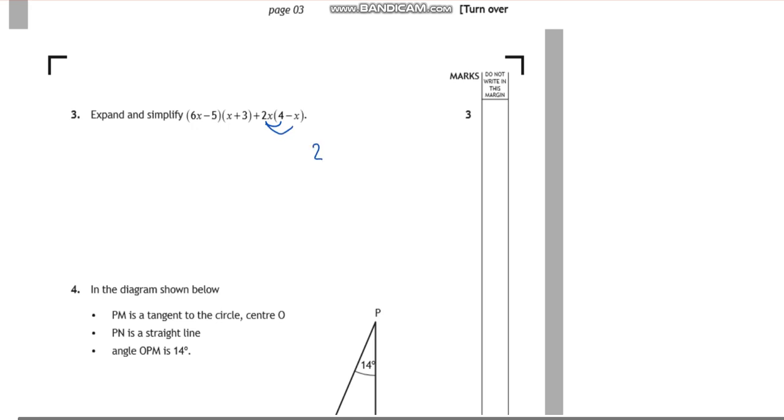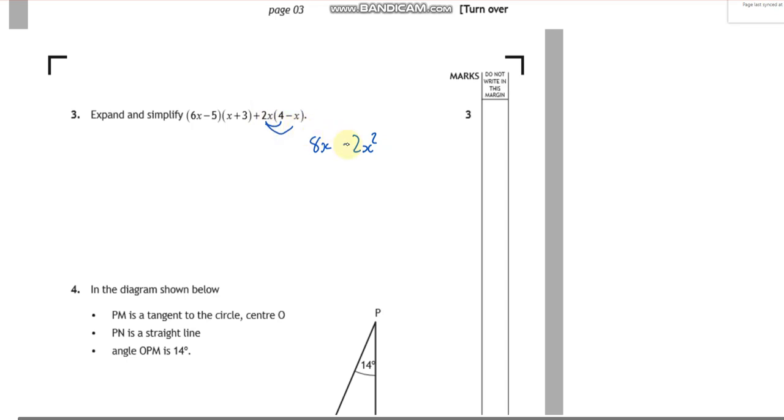So that's going to be 2 times 4, which is 8x, and 2x negative x. So that's take away 2x squared. So that's quite an easy one. It's like someone going into a house, shaking hands. So multiply this term, multiply that term.